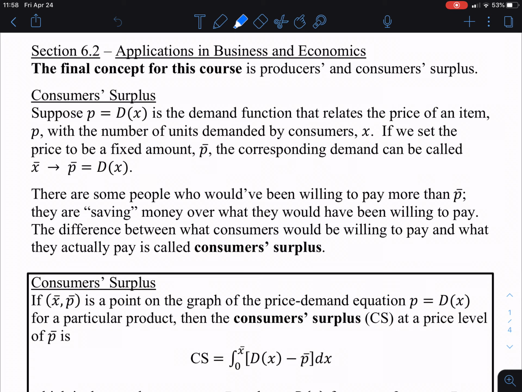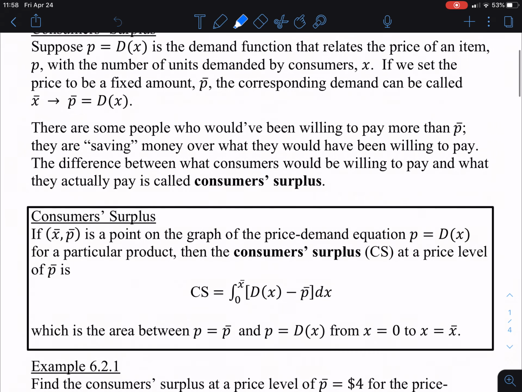The thing is that depending on what the situation is, there may be some people who would have been willing to pay more than that fixed price, P bar. Those people are saving money over what they would have been willing to pay. So if P bar is, say, $5 and somebody would have been willing to pay $7 for the same item, they're really saving $2 because they would have been willing to pay $7, but they only paid $5. So the difference between what a consumer is willing to pay and what they actually pay for an item is called the consumer surplus.